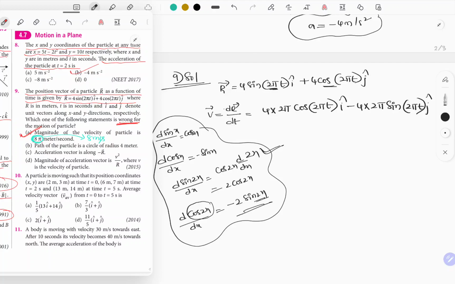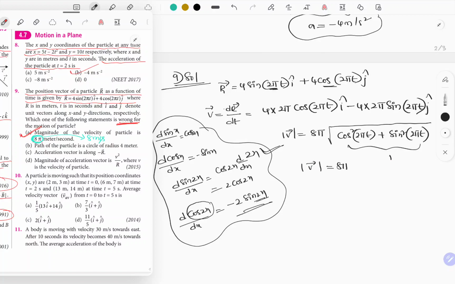The very first option, they are saying magnitude of velocity of the particle. So this is velocity. How to find out the magnitude of the velocity? Magnitude of the velocity is going to be 8 pi common, root of cos square 2 pi t plus sin square 2 pi t. So minus of sin of 2 pi t whole square will be there. Minus square is going to be plus only. So what is cos square theta plus sin square theta? It is going to be equal to 1. So final answer that I am going to get, magnitude of velocity vector is equal to 8 pi.